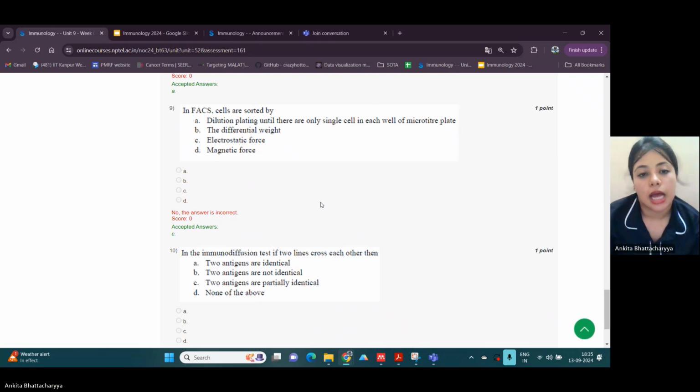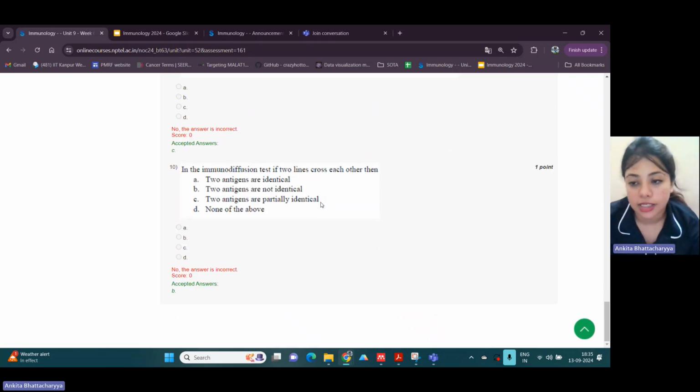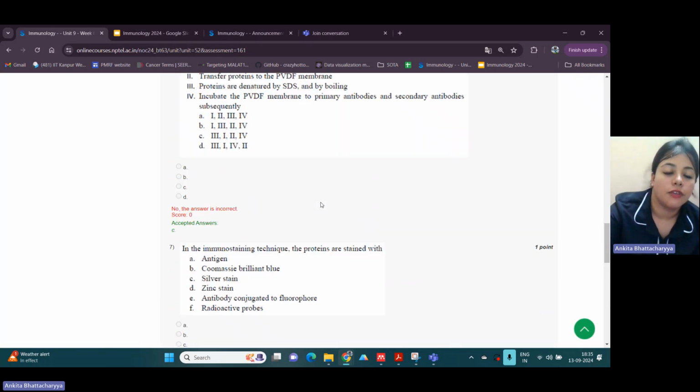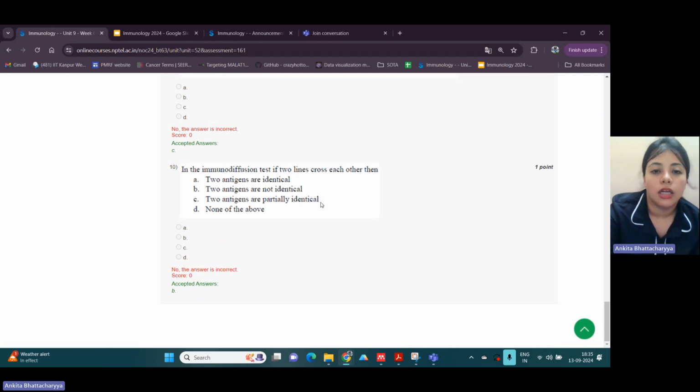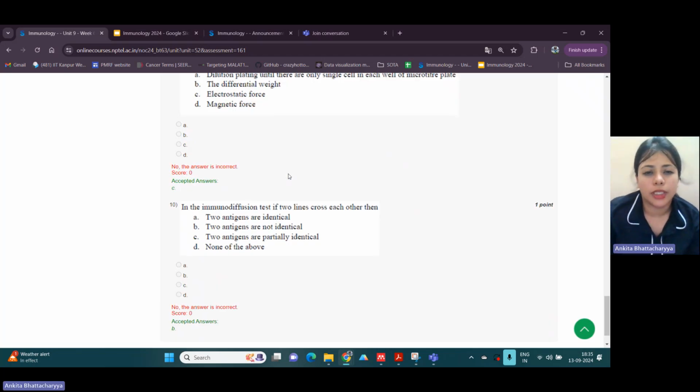And finally, in question 10, we were asked that in the immunodiffusion test, if two lines cross each other, then what does it indicate? A, that they are identical, B, they are not identical, C, they are partially identical, or D, none of the above. If two lines cross each other from both sides of the antigen, then basically you will consider that they are not identical to each other, and as a result they are not retarding each other, and therefore option D is the correct option in this case.